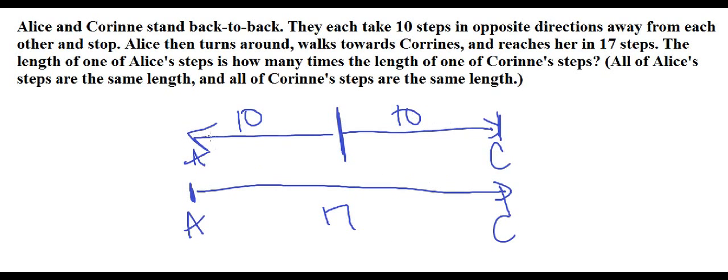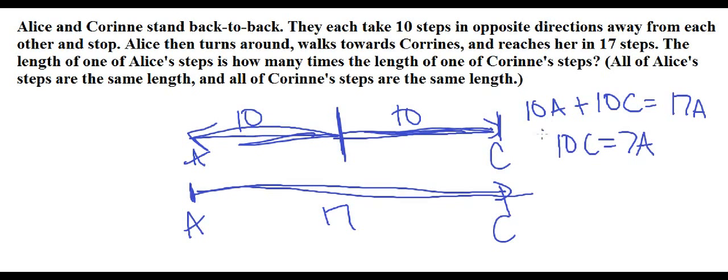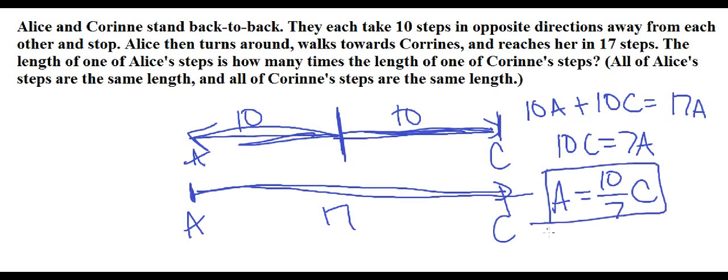So what that tells us is that to start out, she walks this 10, so I'm going to call that 10A. Plus, she walks this 10C, but that only takes her, which is this distance here, 17A. So now I'm going to say 10C equals 7A, so I just subtracted 10A from both sides, and I'm going to solve this for A. So I'm going to get A equals 10 over 7 C, and that is going to be our answer. Actually, since the question technically says how many times the length, our actual answer would be 10 over 7.